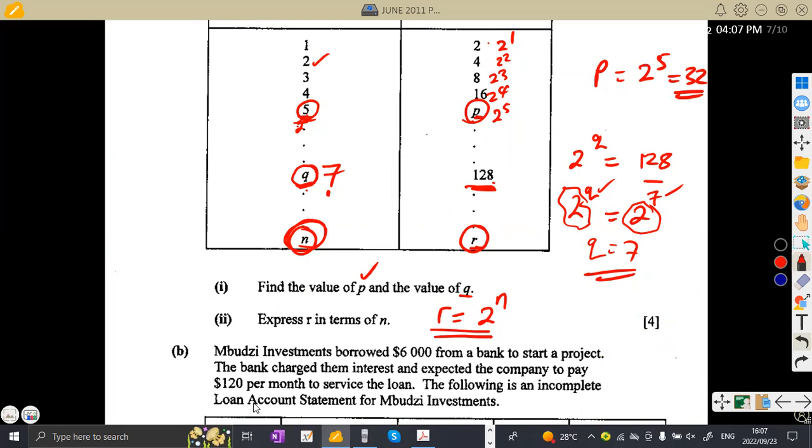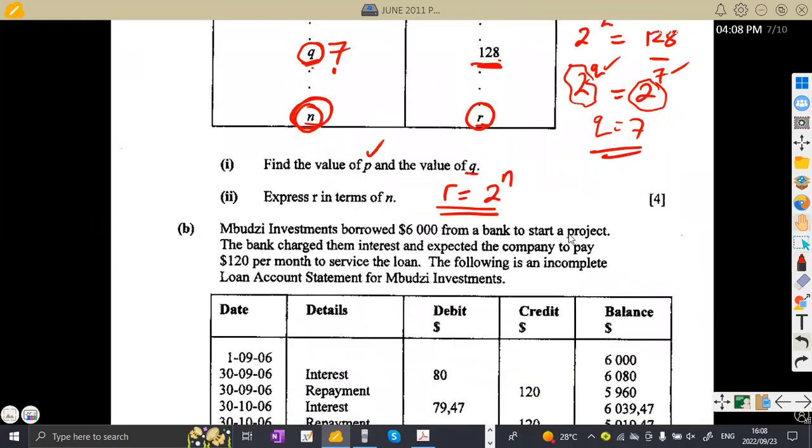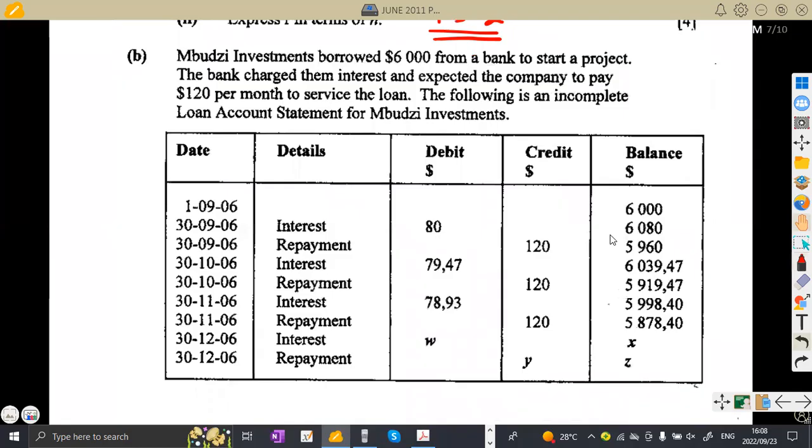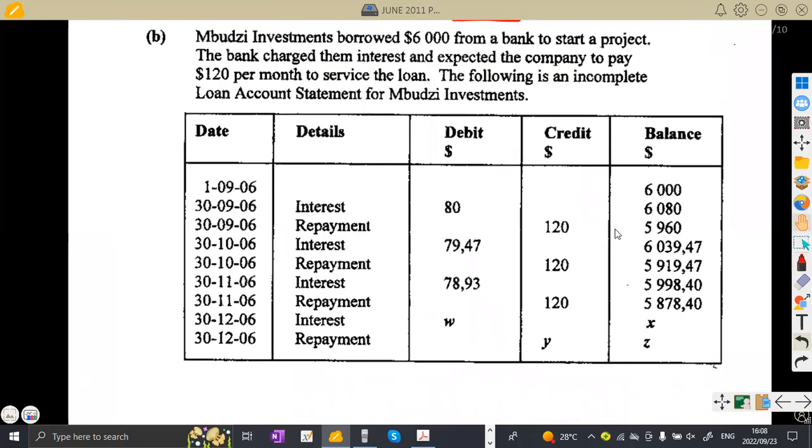Okay, so I think it was going to be an easier way using this concept, and we can move on to the other part of the question. This one again, you have to study what is happening, guys. I hope from your accounting, your accounts exactly give us something, what the debit does. Okay, Mbudzi Investments borrowed 6,000 from a bank to start a project.